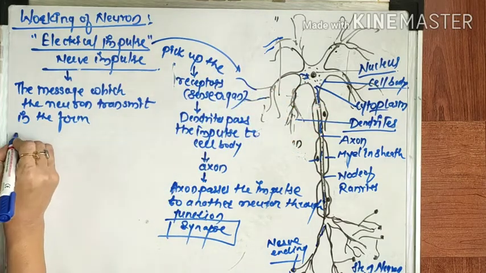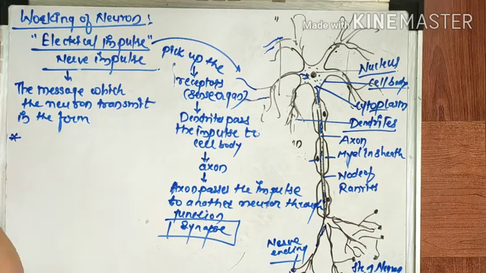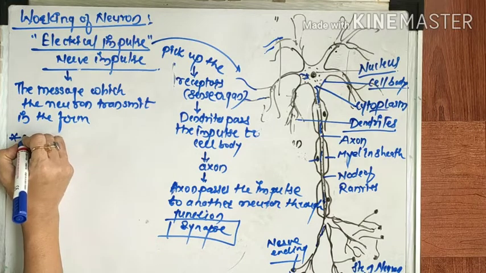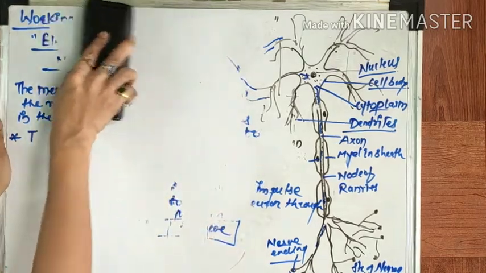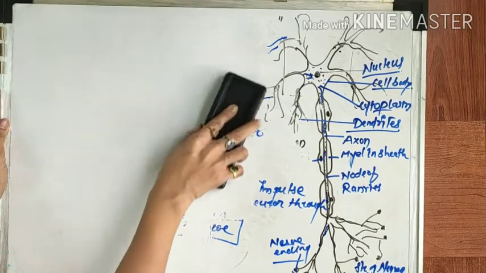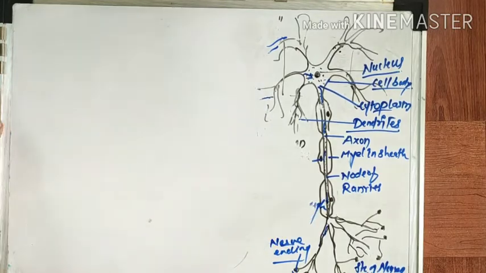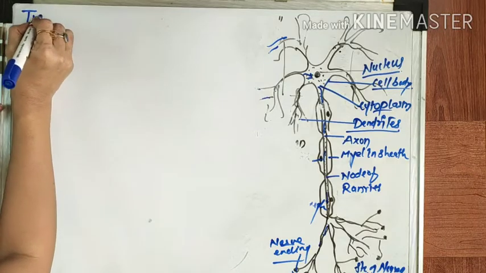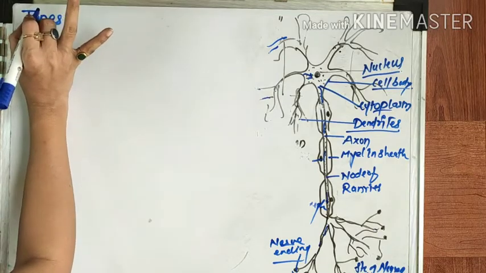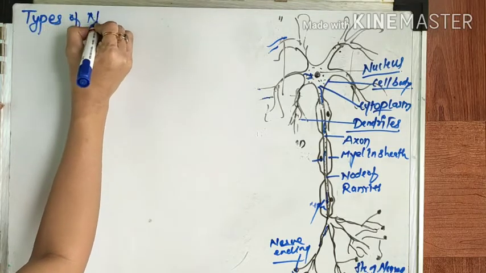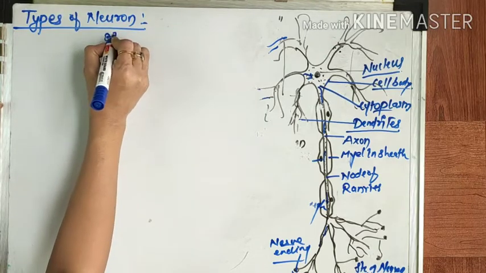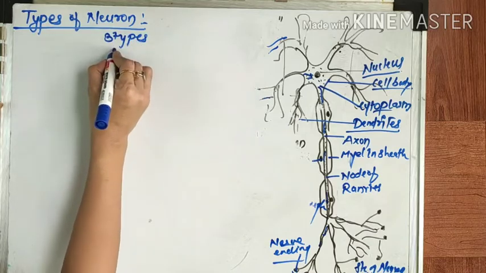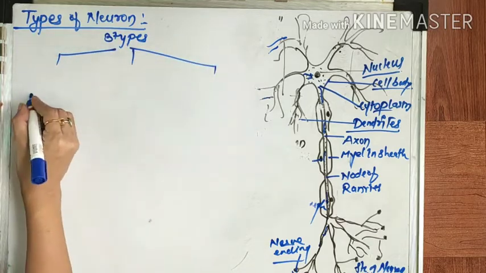Then next we will see types of neurons. Here I will draw and explain the types of neuron. This all comes under the structure of neurons. Then we say the types of neuron. So neurons are of three types.